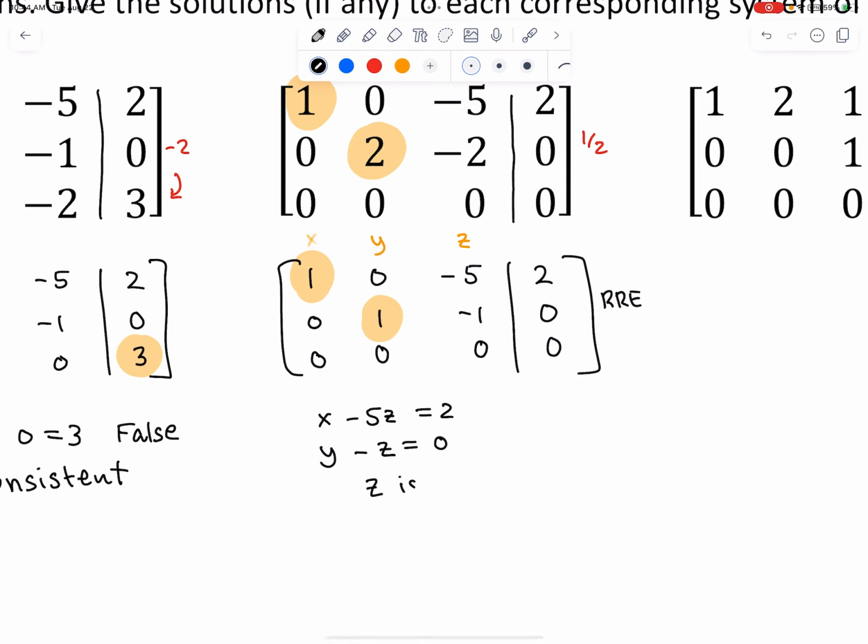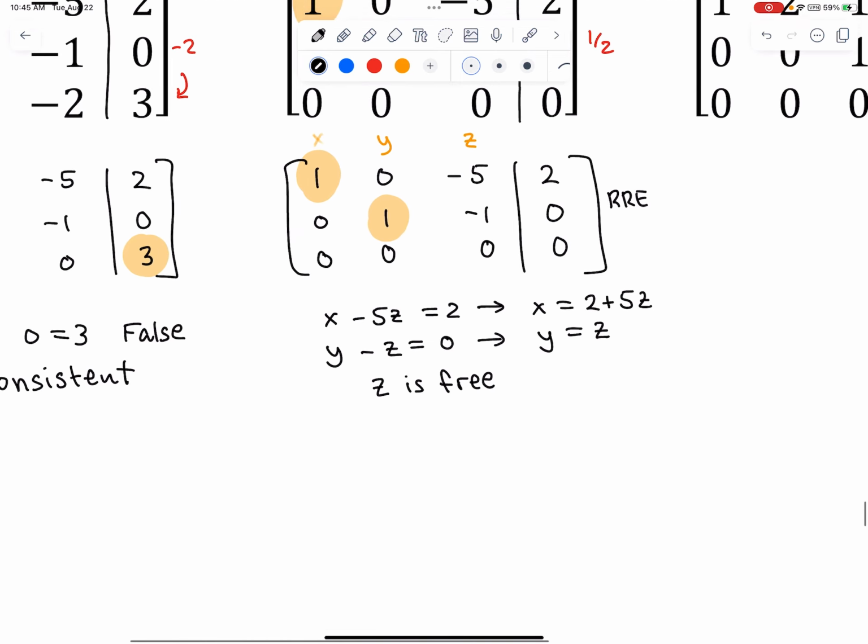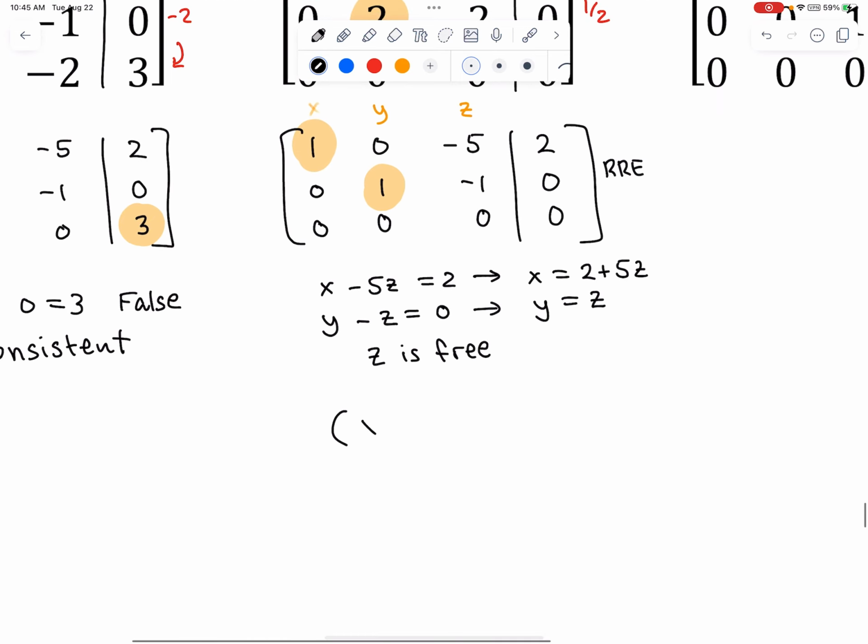It can be anything it wants, which means that the other 2 equations that you wrote down, solve them for the non-free variables. So x and y are non-free. Solving them for x and y respectively, we get x has to be 2 plus 5z. We're going to cross your z's, otherwise that looks like 52. And y has to be equal to just z. And z is free.